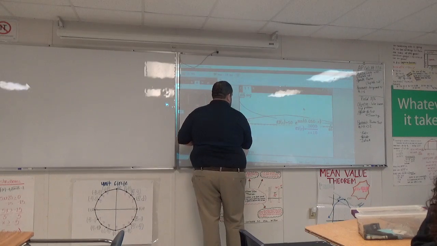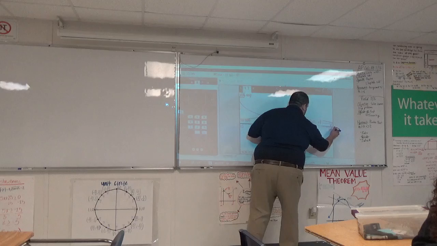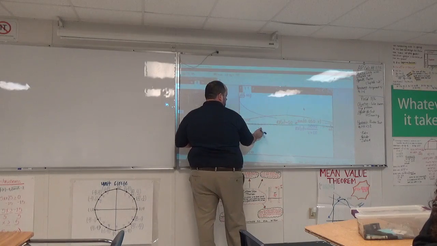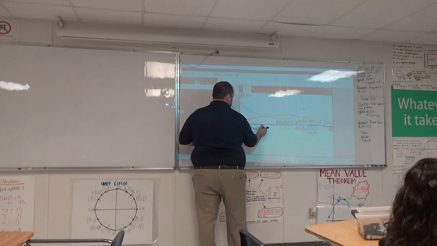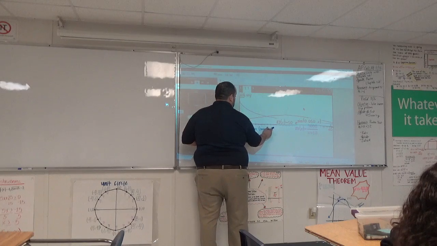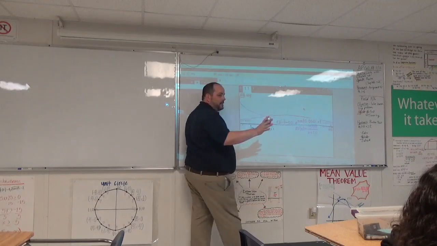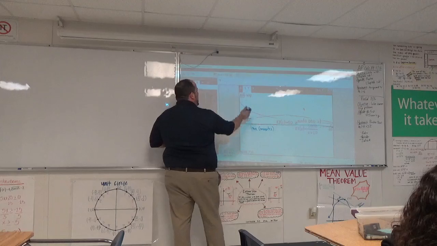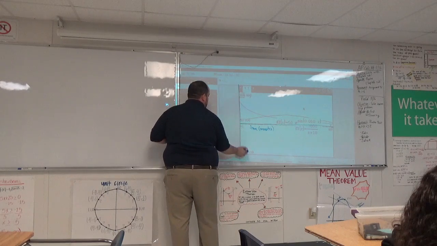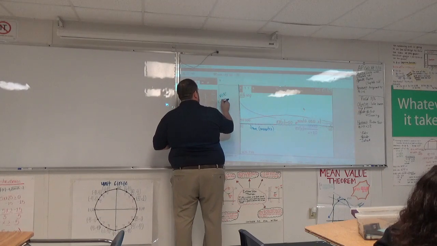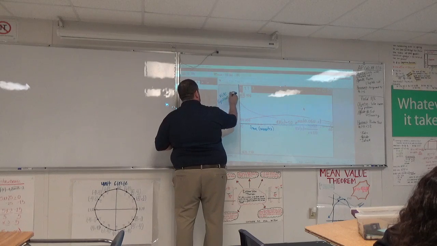So on my x-axis, what are we measuring here? Time. This is time, and the units for time are going to be minutes, not gallons per minute. On the y-axis, this is your rate, and this is going to be gallons per minute.